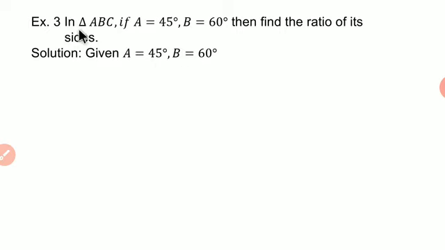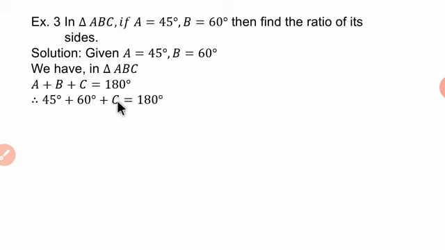Now using the angle sum property in triangle ABC, we have A plus B plus C is equal to 180 degree. That is 45 degree plus 60 degree plus C is equal to 180 degree. Now 45 plus 60 means 105 degree, and therefore C is equal to 180 degree minus 105 degree, it is equal to 75 degree. Means we get the third angle C as 75 degree.